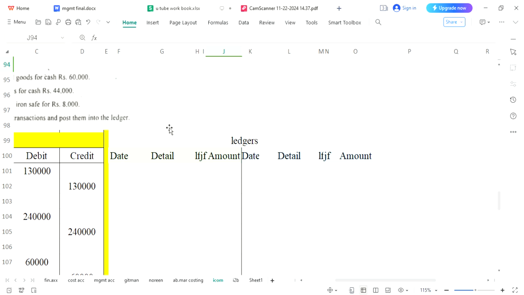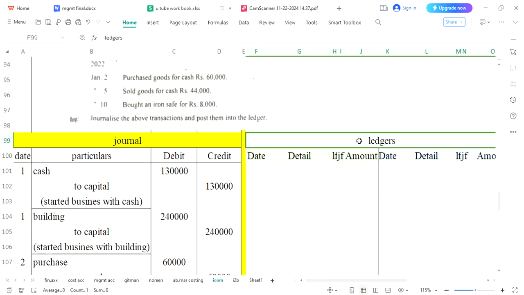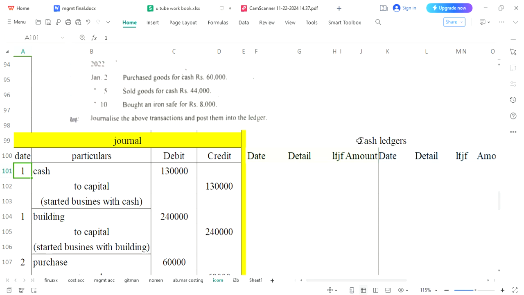Ledgers is our topic. Now how many ledgers would be made? Please note it down. All the names present in your journal, you will make its ledgers. So first name which we are getting is cash, and this would be our first ledger. And how you will make this ledger? Again, procedure is very simple.